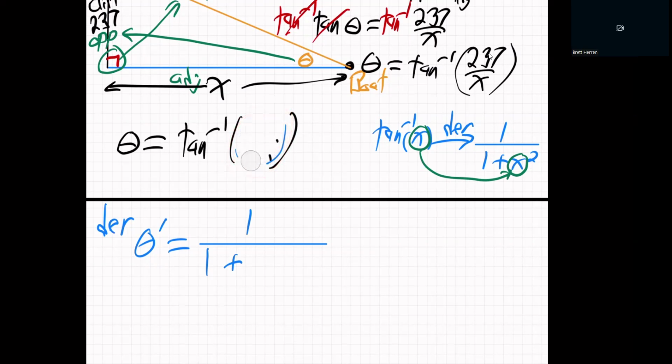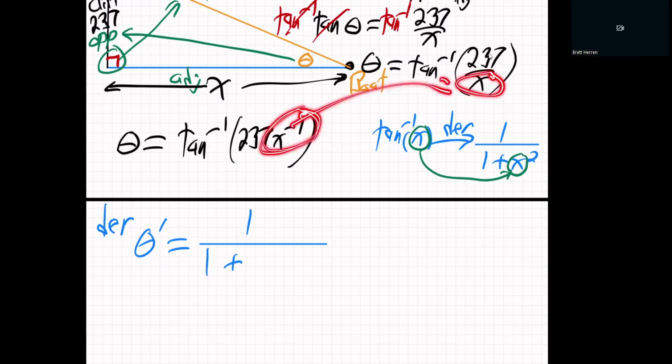Instead, let's just rewrite this thing as 237x to the minus 1. Because that's the same thing. And now it's not a fraction. x to the minus 1 power is the same thing as moving the x back down. Remember, negative powers want to move to the other side, then they become positive. That's the same thing, and it's going to make life a lot easier.